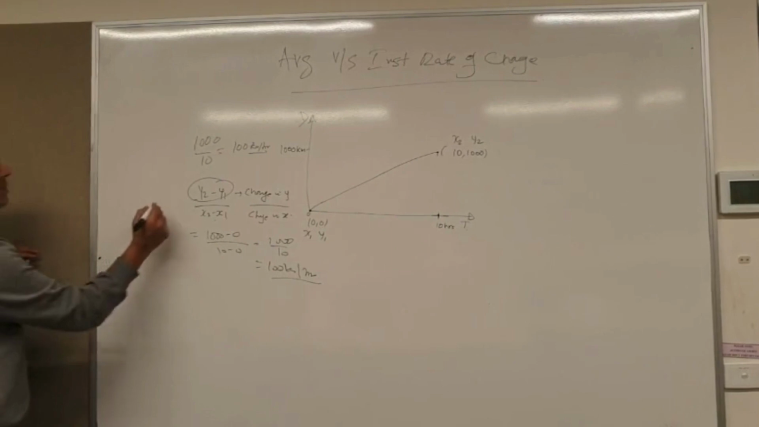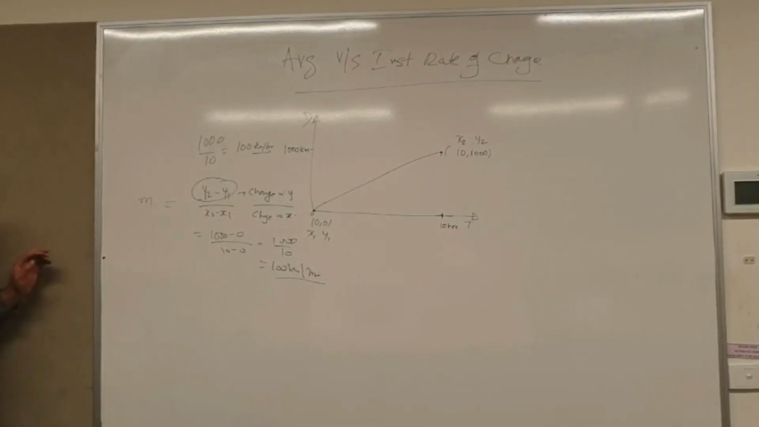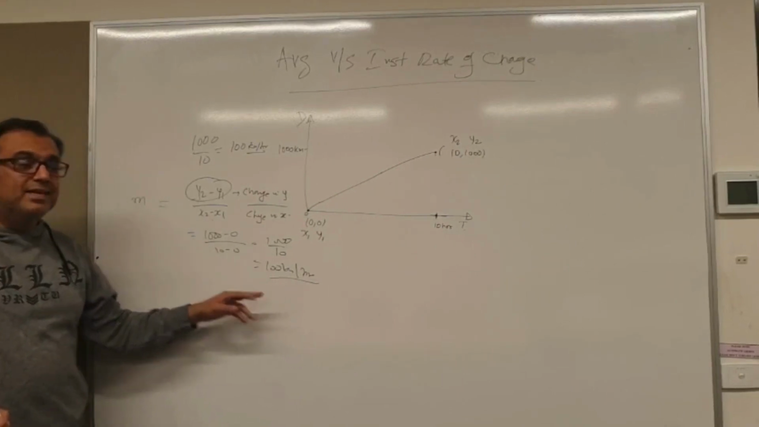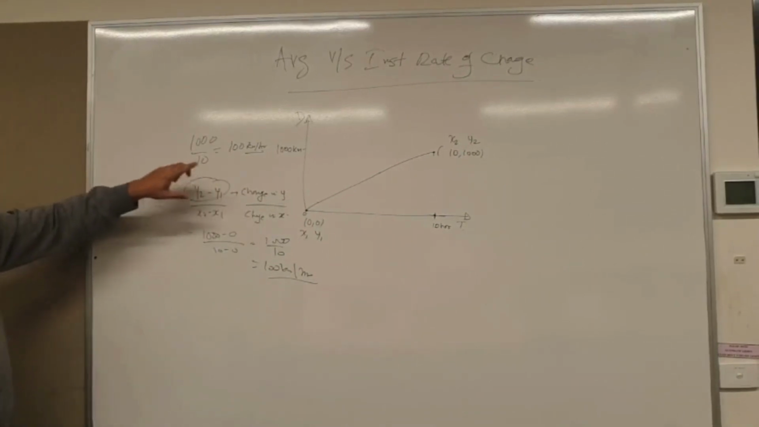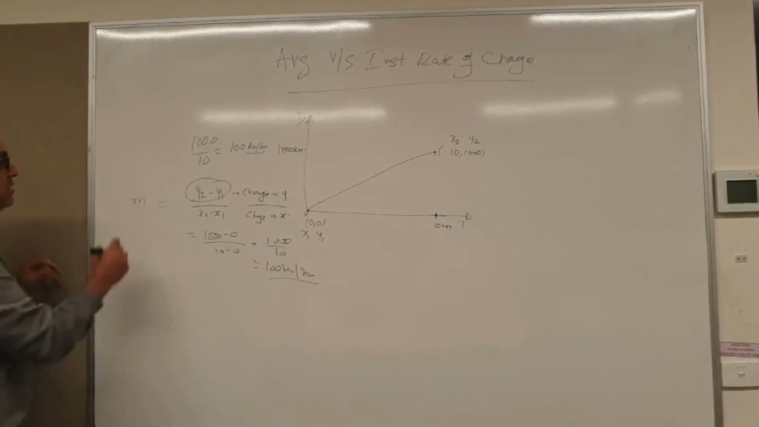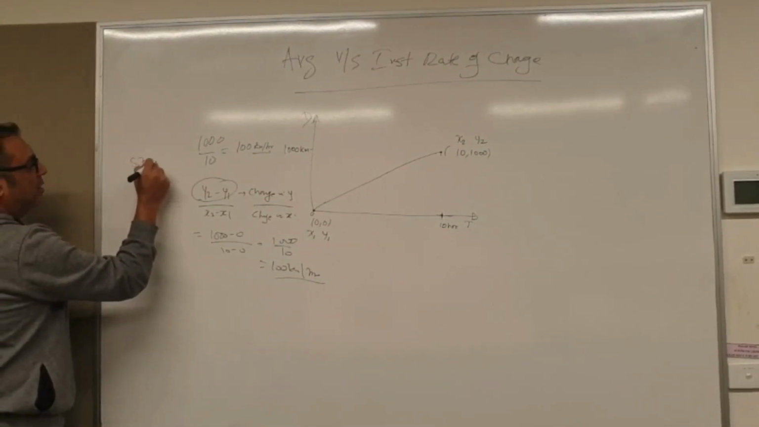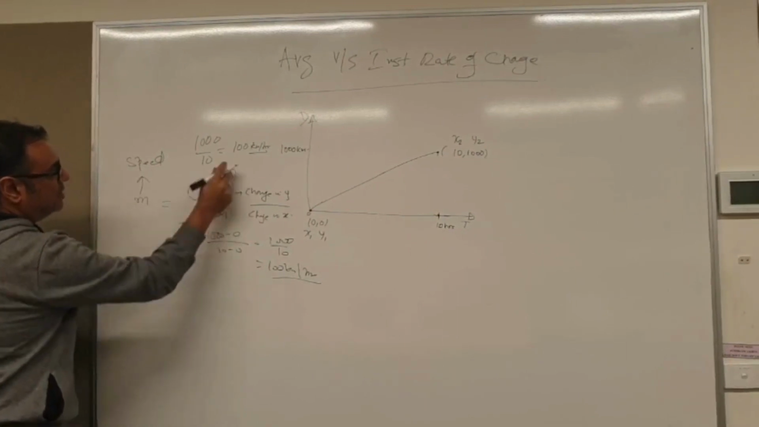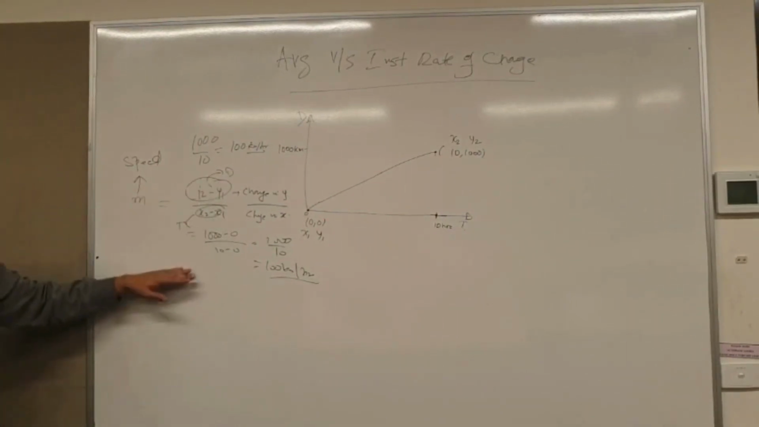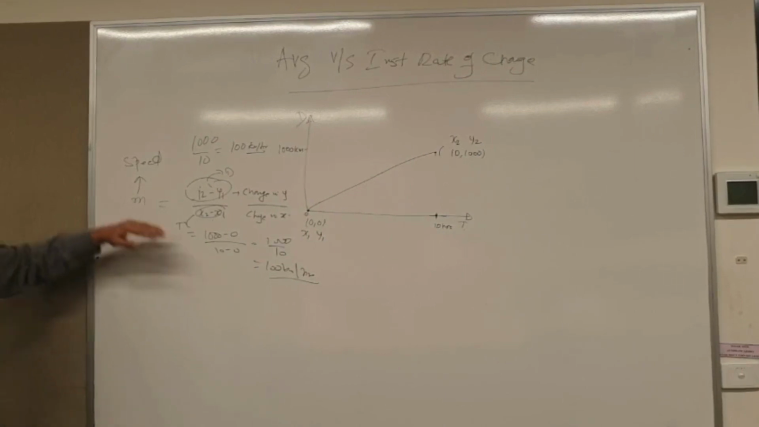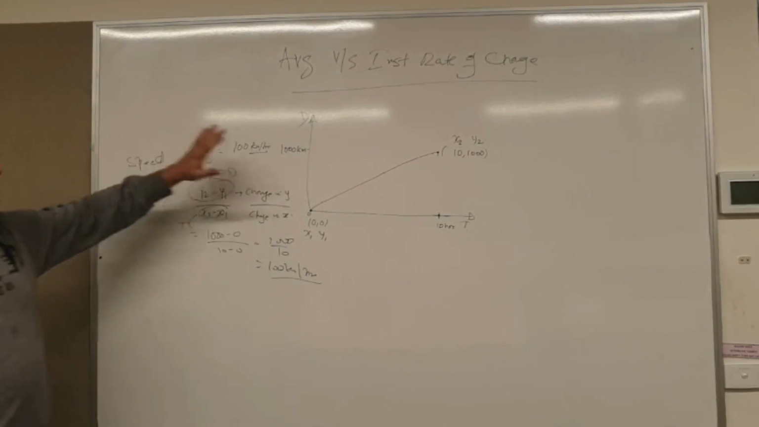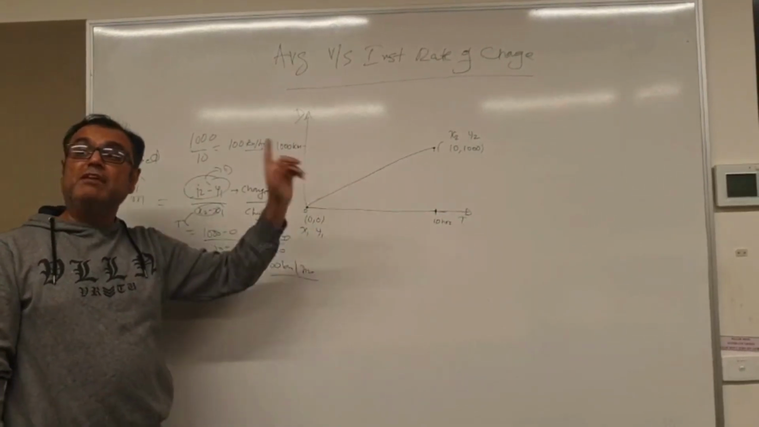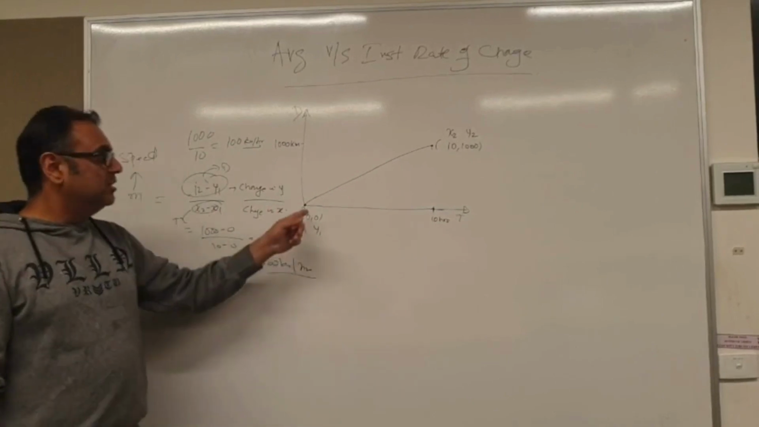So your slope is 100. Yes? Slope in the distance time graph is nothing but speed, because the top one is distance, bottom one is time. So we're talking about change in the distance over change in time. So your slope is actually measuring the speed for distance and time graph. Yes? So that was on an average.